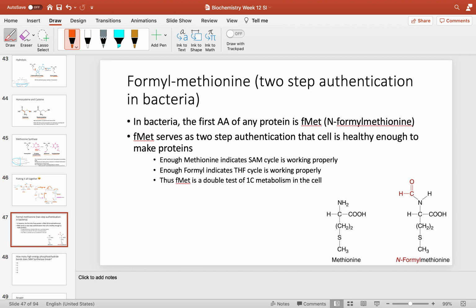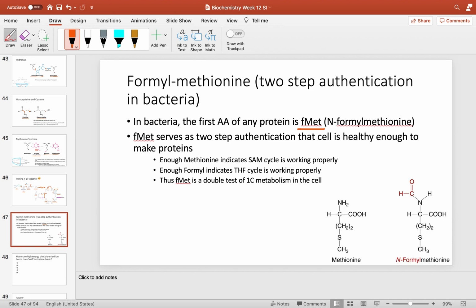Something interesting I want to tell you guys about was a 2-step authentication mechanism found in bacteria. So if you guys remember from genetics that in bacteria, the first amino acid is usually not methionine, but it's N-formyl methionine, so they call it F-met. And this is actually a sort of 2-step verification that our cell is healthy enough to produce proteins. And these 2 steps are really to see if one-carbon metabolism is working.